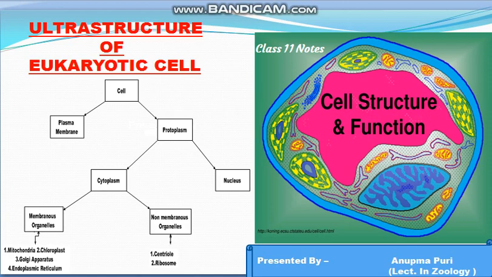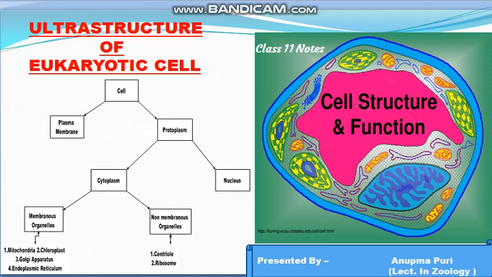Today, in continuation to my presentations on cell structure and function, this is my second presentation on cell structure and function. Today I will talk about the ultrastructure of the eukaryotic cell. As all of you know, there are two types of cells, prokaryotic cell and eukaryotic cell. Prokaryotic cells are primitive cells, and eukaryotic cells are developed cells. And we will study in this presentation the ultrastructure of the eukaryotic cell.